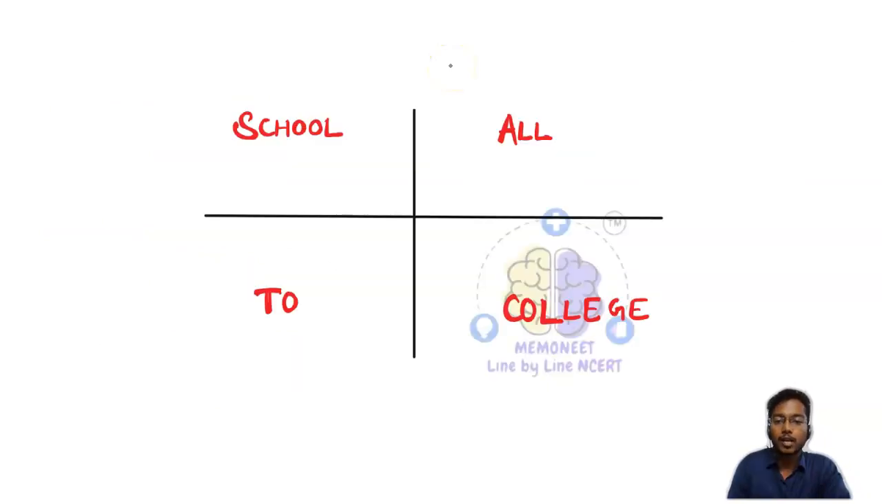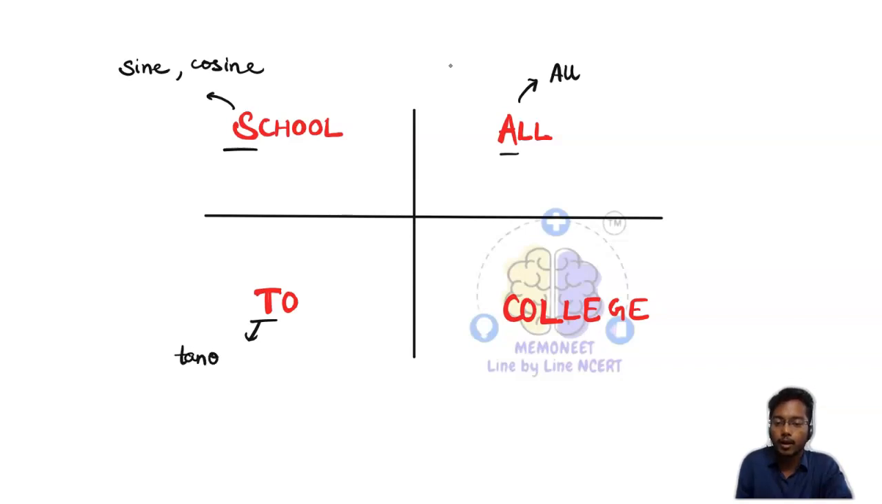The signs of the trigonometry ratios in all the quadrants. Okay. So here, I have developed a trick. It is for all the trigonometry ratios. It is for A S T C, "All School To College". A for all. S for school, it means sine and its reciprocal, what is cosec. Okay. And T for tan and its reciprocal, that is cot. Okay. And this C for college, that is cos and sec.